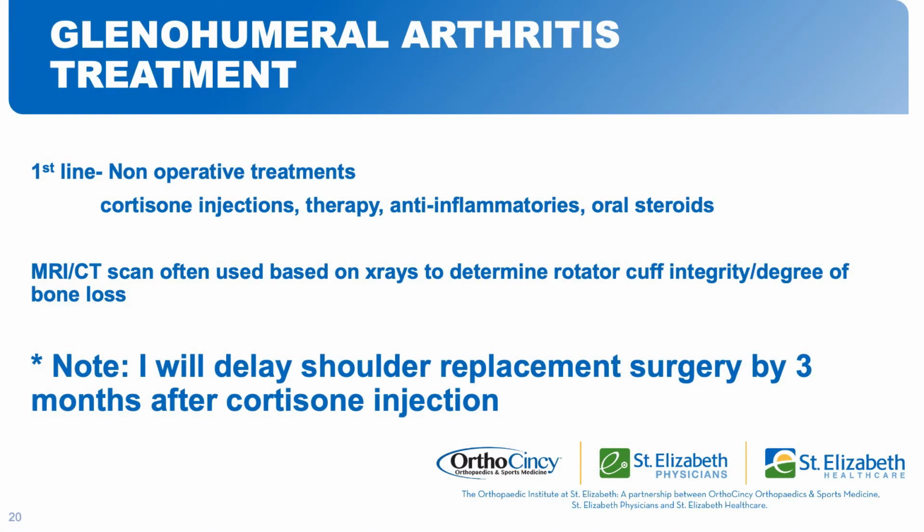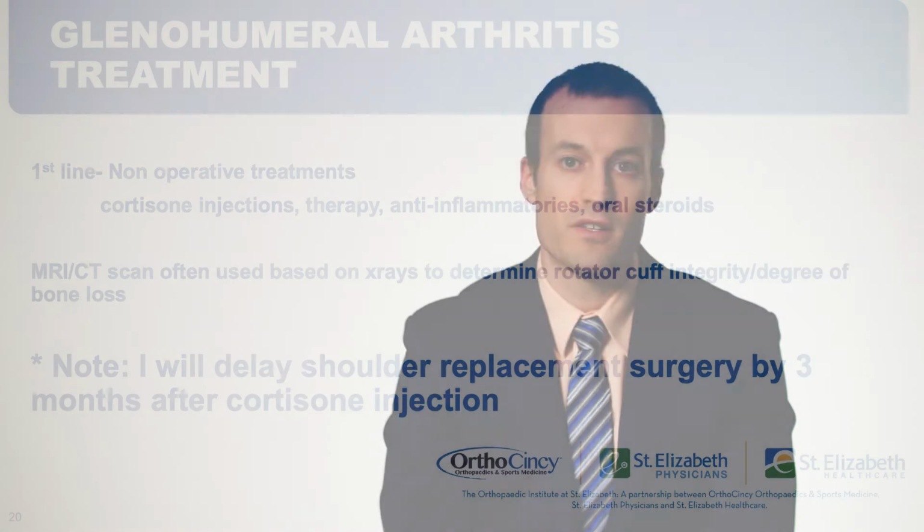An MRI or a CAT scan is often used based on x-rays to determine rotator cuff integrity and the degree of bone loss. Of note too, I will typically delay a shoulder replacement surgery by about 3 months after a cortisone injection. Some studies based on hip and knee literature have shown that there is a slight elevated risk of infection with a shoulder replacement performed shortly after a cortisone shot.